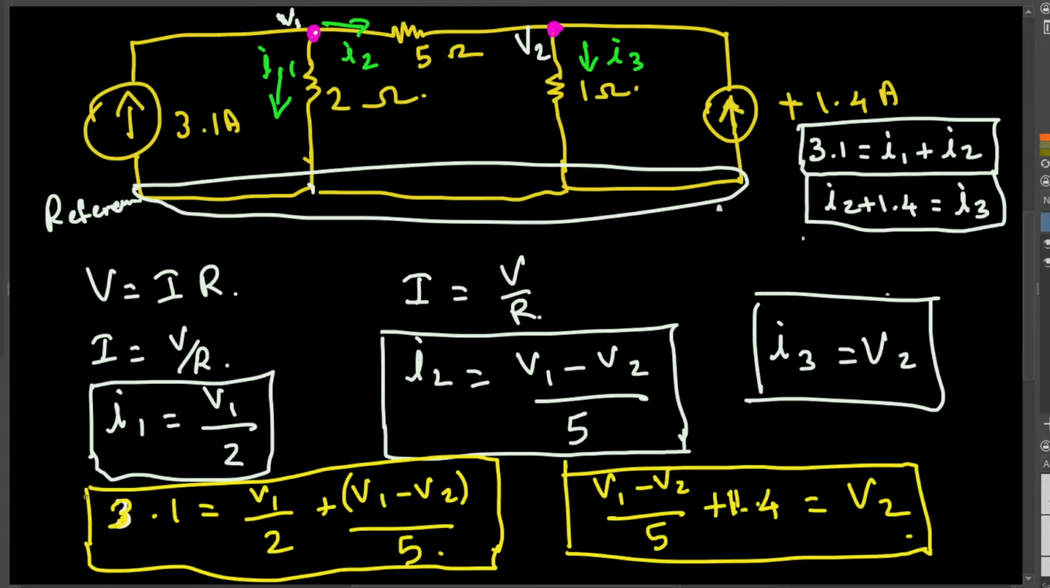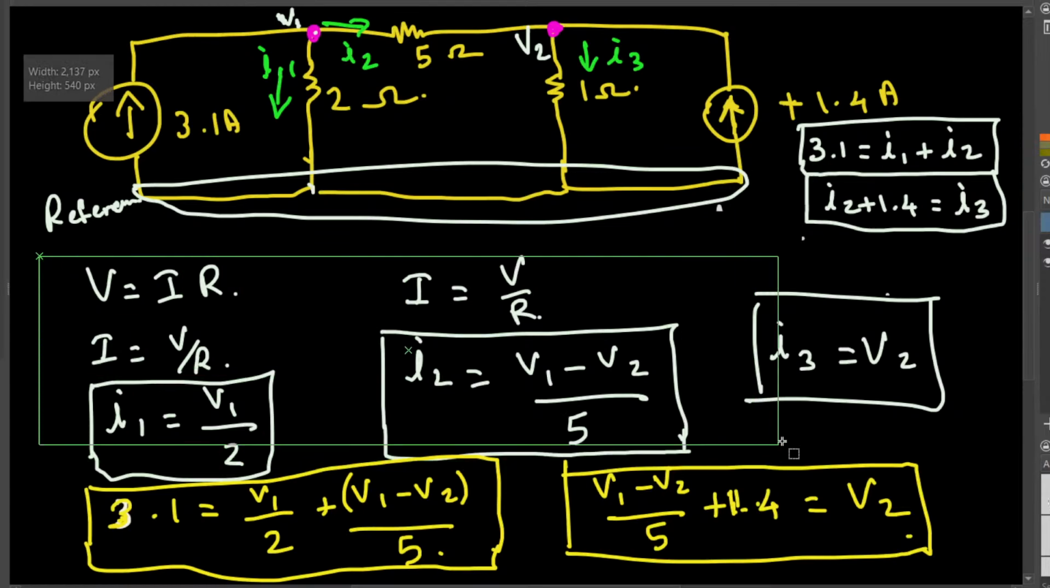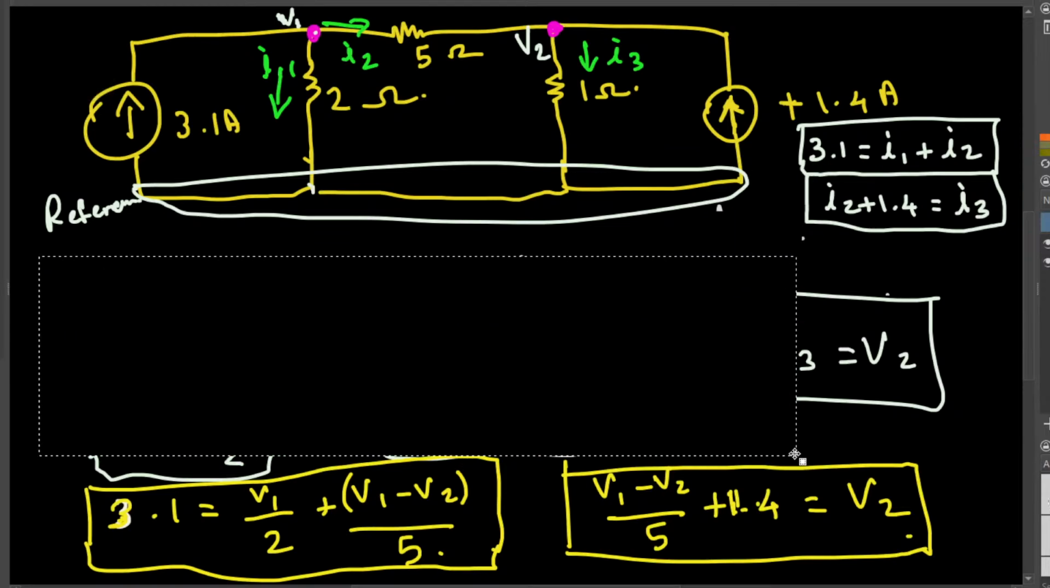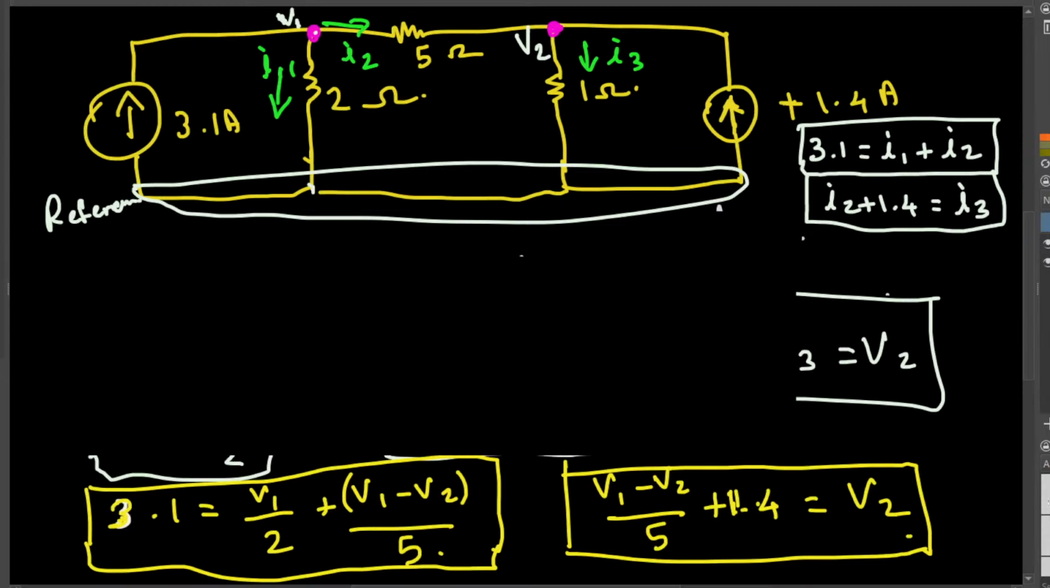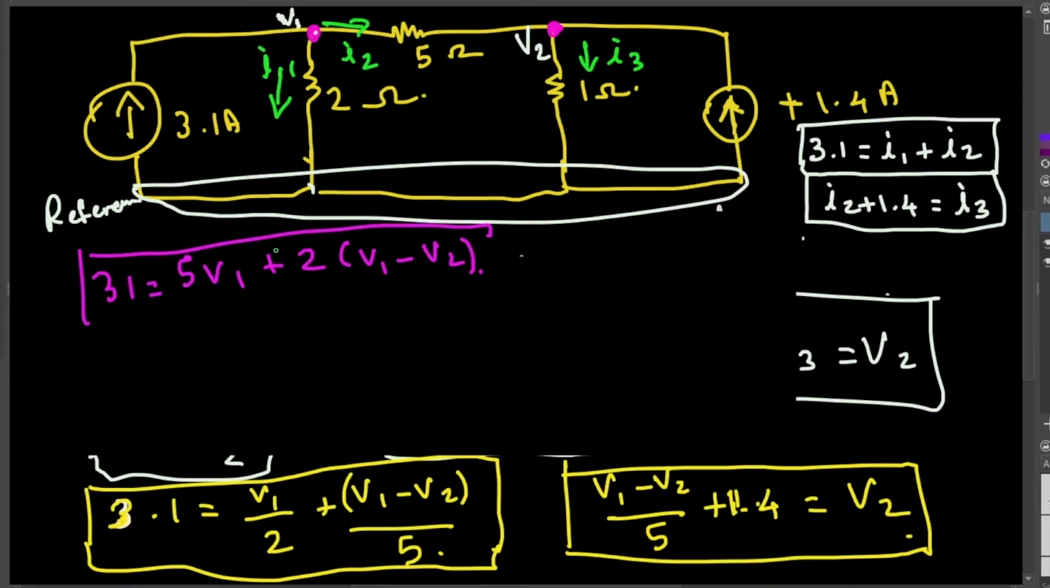I'm going to multiply the first equation by 10 and bring it here, getting rid of all these fractions. If I multiply equation 1 by 10, I get 31 is equal to 5V1, and then this is going to be 2 times V1 minus V2. This is my new equation 1. I can even simplify this further by expanding the bracket.